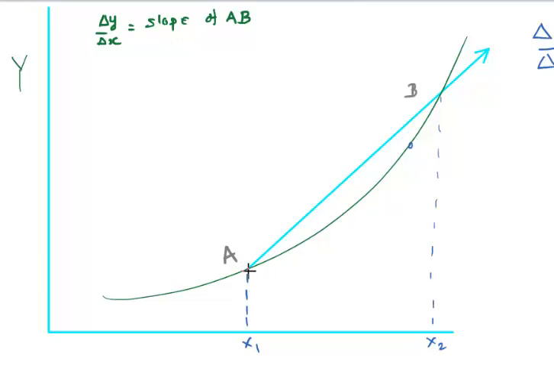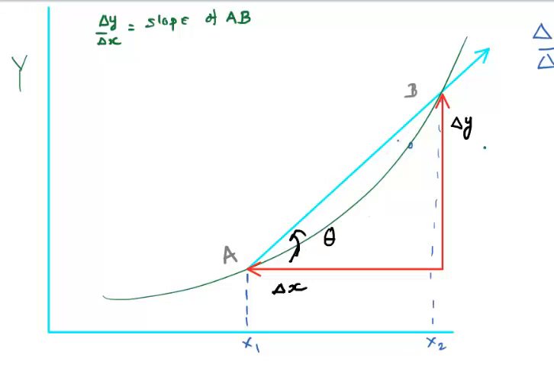To identify delta y and delta x, you can see here, this is our delta x and correspondingly y changed by this much amount going from A to B. Our delta x here is this quantity and delta y is really this quantity. And you can see the slope of the line AB is tan theta, which is delta y by delta x. That's why we are calling delta y by delta x equal to the slope of line AB.